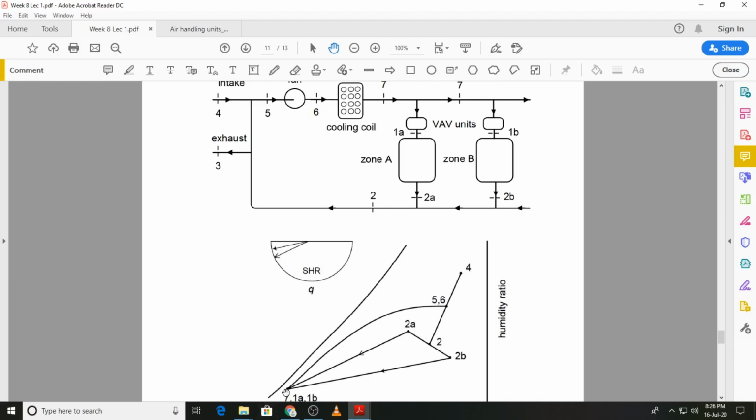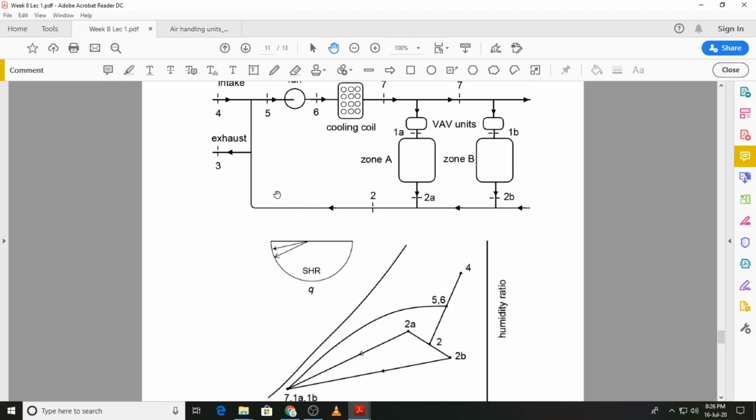So we have air going into both the zones at the same state. Only the volume flow rate is different. But again, because the zone loads are different, sensible and latent loads can be different, the space condition lines for the two zones will have different slopes, that you can see from state 1, from 1A to 2A for zone A, and 1B to 2B.